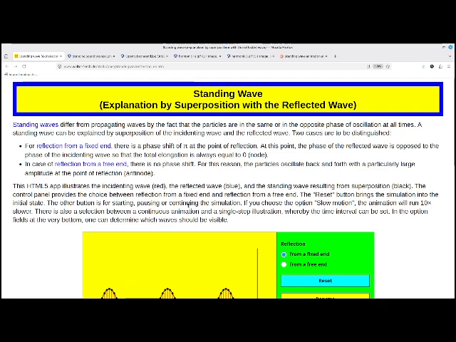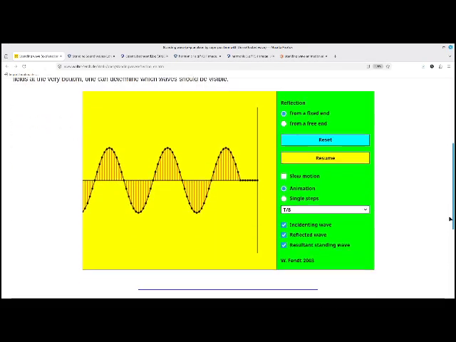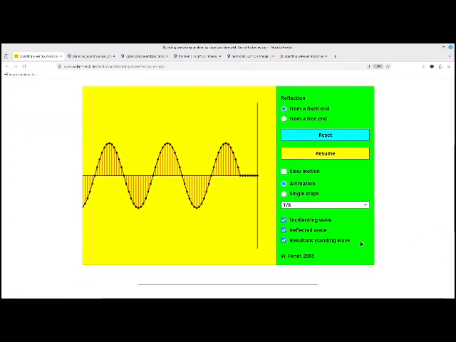Okay, so we know about waves, and this first illustration is from this website. I'll put the links to all these websites in the description of this video. And here's the animation that we're after.